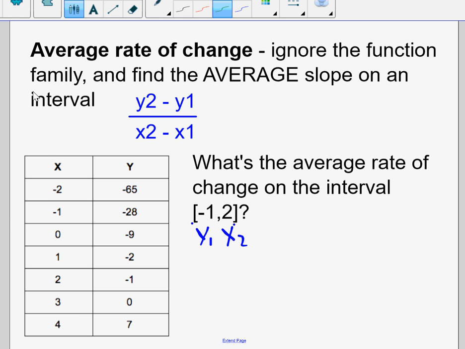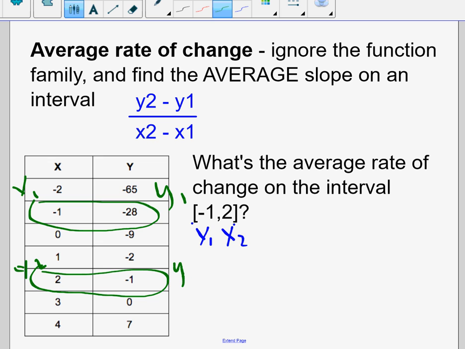And so let's go ahead and do the average rate of change for this table on the interval -1 to 2. And it's going to be really easy in table form to find the y value that goes with the x. We're just going to look where x is -1, and the y that goes with that is -28. So that'll be our x1 and our y1. And then we've also got this x value of 2, and the y that goes with it is -1. So that'll be our x2 and our y2. And so then go ahead and plug that into our equation. What do you get?